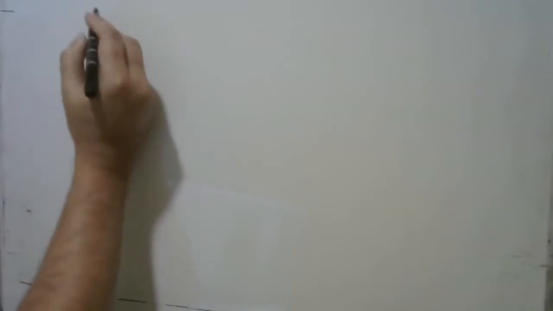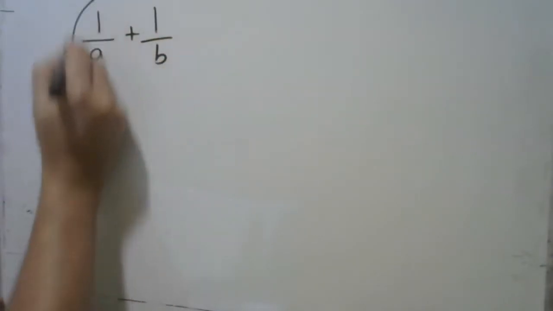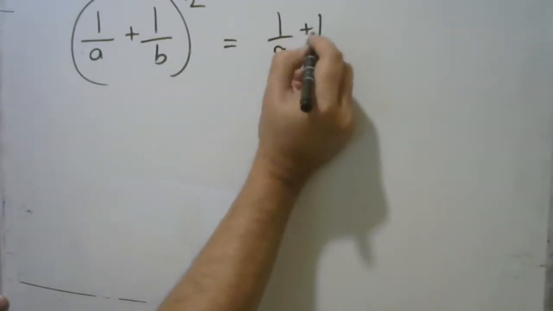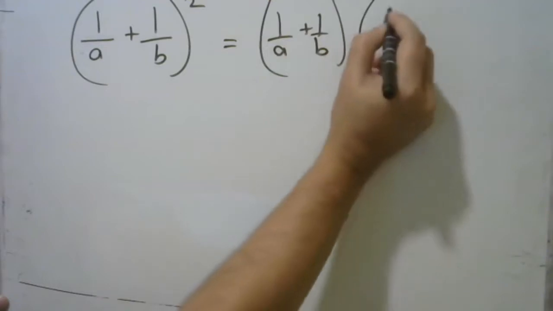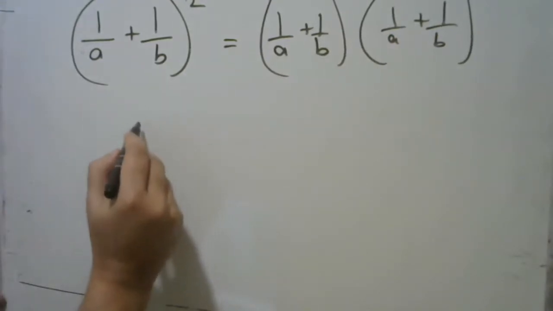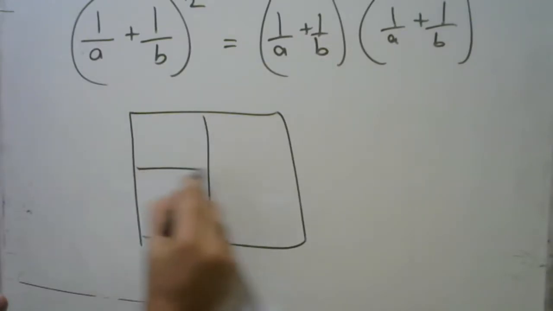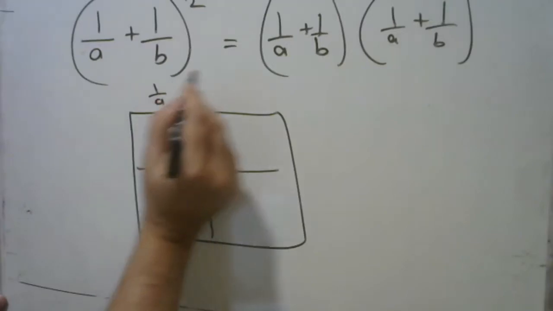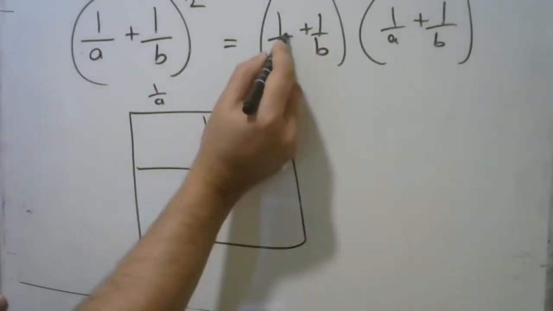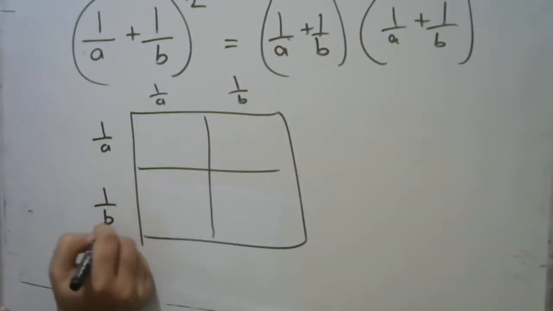All right, I'll do a next quick clip on next expansion. You have (1/a + 1/b) all squared. This is the same as (1/a + 1/b) times (1/a + 1/b). Now you can use the same grid method. 1/a, 1/b, because you're using the first bracket here. And here you have 1/a, 1/b.